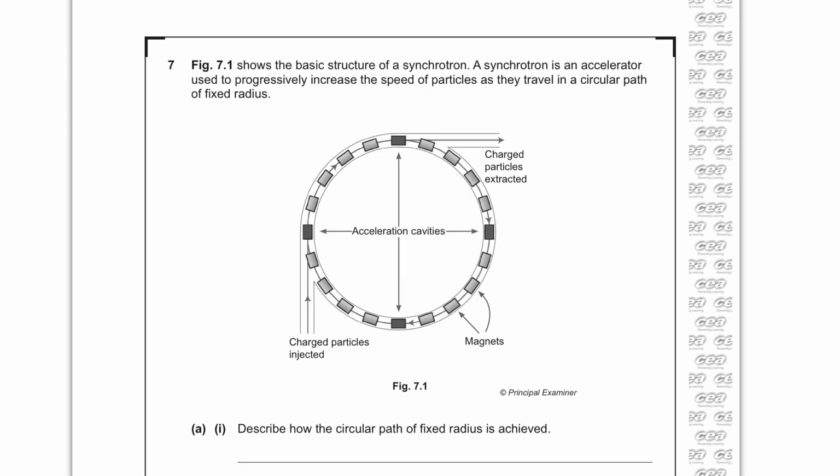Question 7. Figure 7.1 shows the basic structure of a synchrotron. A synchrotron is an accelerator used to progressively increase the speed of particles as they travel in a circular path of fixed radius. A1. Describe how the circular path of fixed radius is achieved.